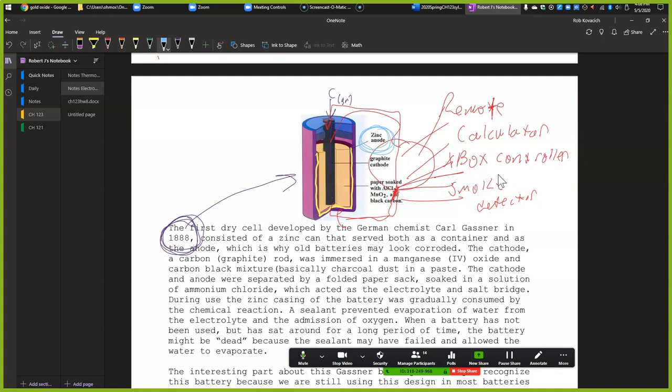The zinc anode can corrode. So the solution right now, first.